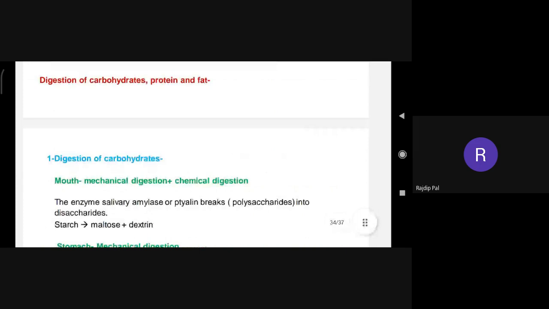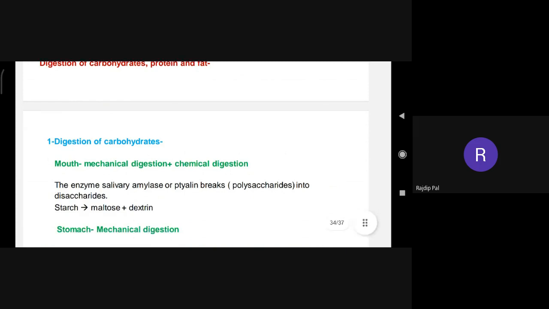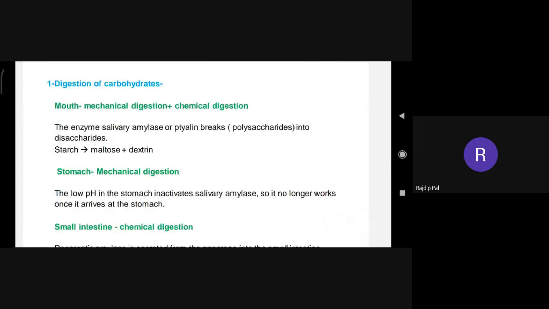Now we have completed the glands, meaning accessory glands and alimentary canal of the digestive system. Now we will study carbohydrate, protein and fat digestion. First we will study digestion of carbohydrates. At first, in the mouth, mechanical digestion and then chemical digestion takes place. The enzyme salivary amylase or ptyalin breaks polysaccharides into disaccharides, that is, starch into maltose plus dextrine.